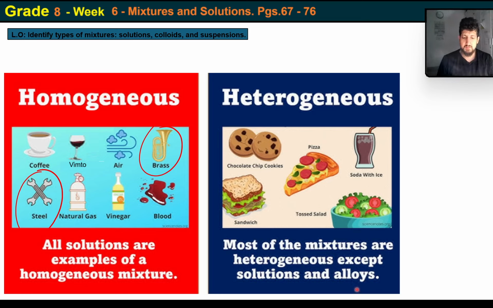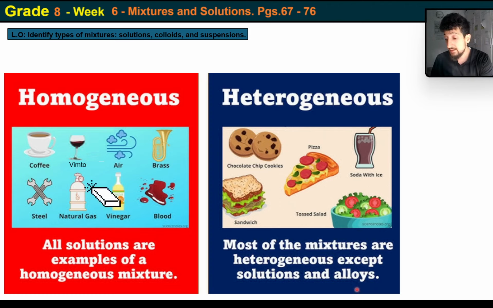Now, why would they mix metals together? That's a long story, but in short, you get the properties of different metals, and you avoid things like corrosion and rust. So it's a good idea, okay? But that's not the topic of today. The topic of today is mixtures, and brass and steel are examples of mixtures when you mix different metals together, and they are homogeneous because it looks the same throughout. Okay? What about heterogeneous mixtures?